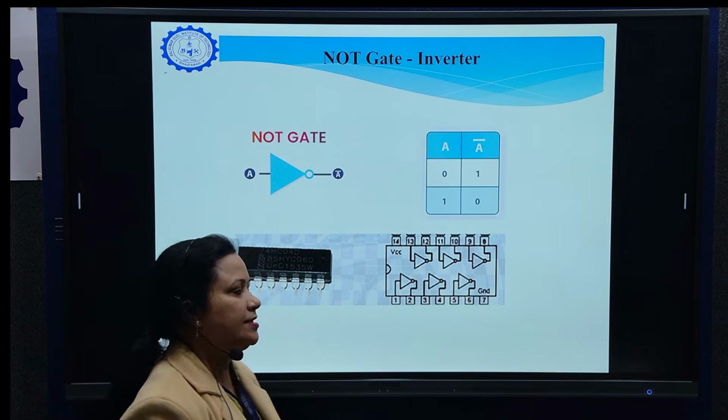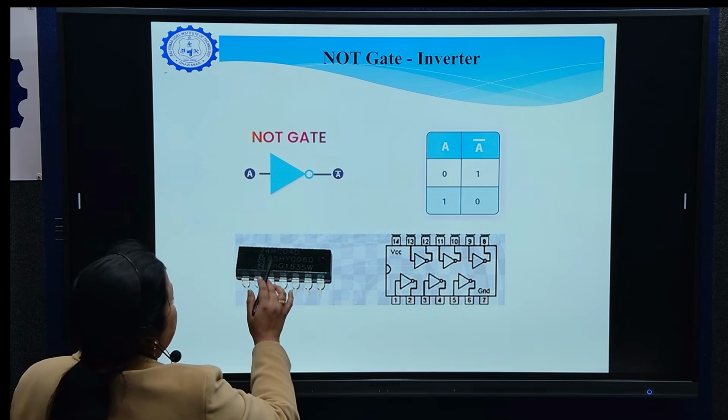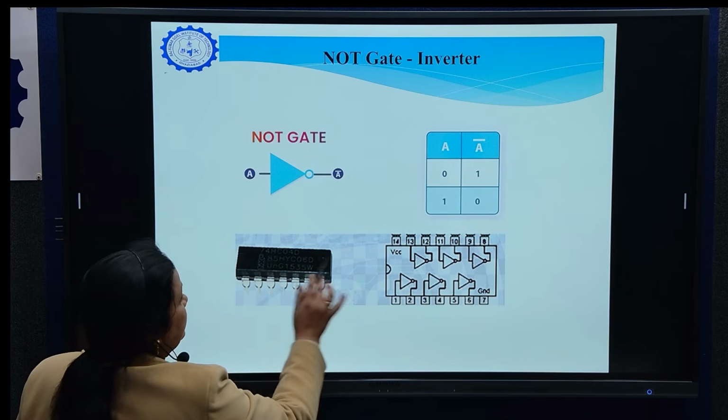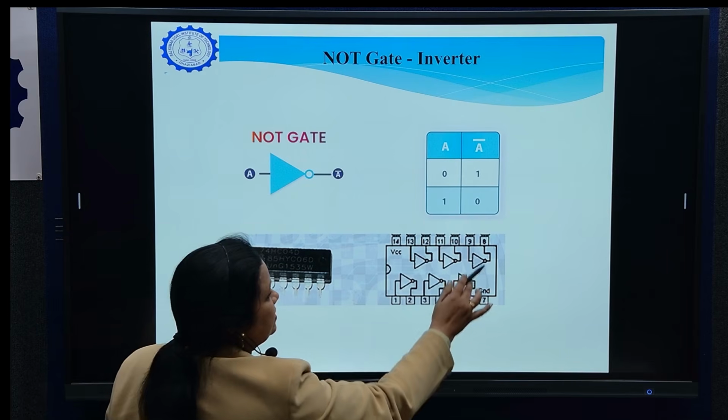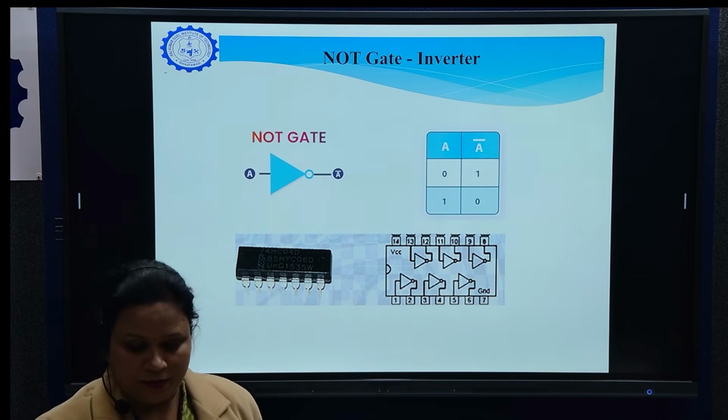So, in short we can say that the NOT gate IC has 6 gates. The 7404 IC has 6 NOT gates in it, right.